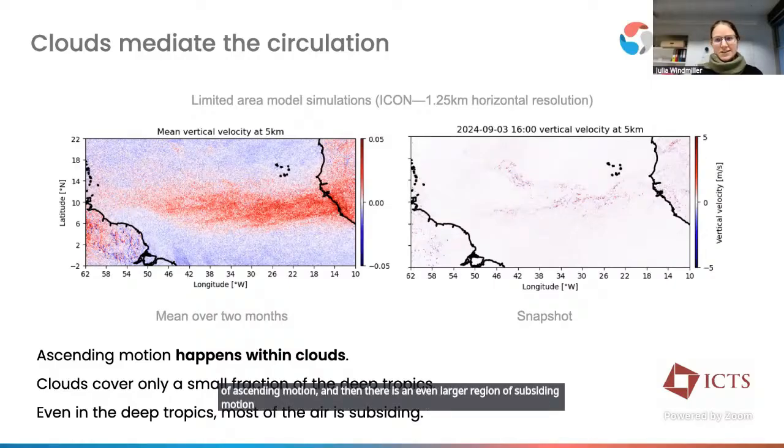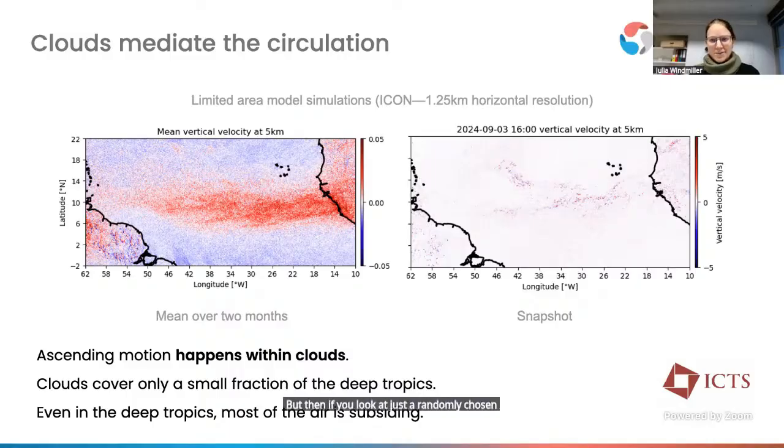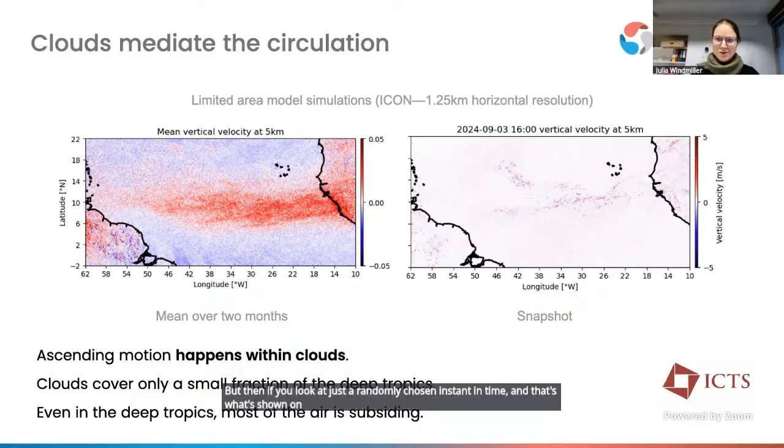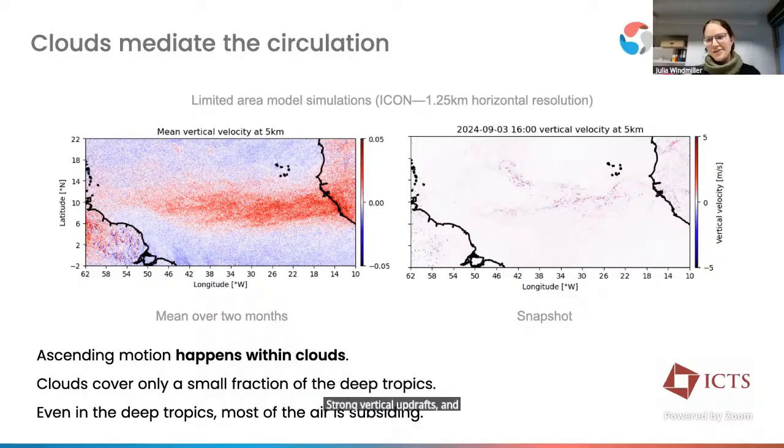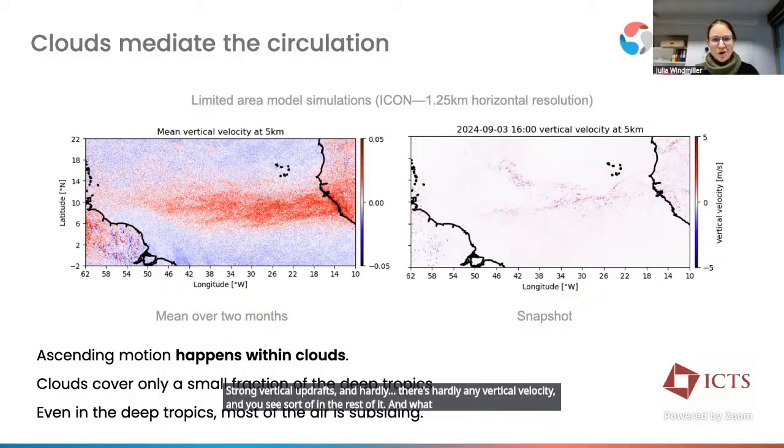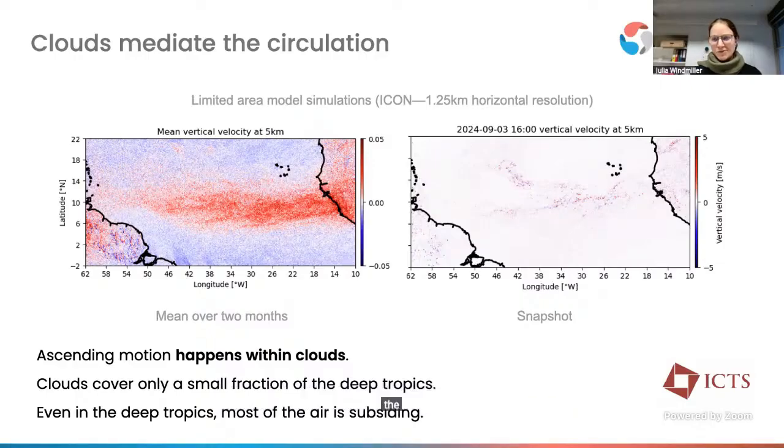But then if you look at a randomly chosen instant in time, which is shown on the right-hand side, you'll see that this breaks up into really tiny, strong vertical updrafts, and there's hardly any vertical velocity in the rest of it. What is also really important to note is that there is a 2 orders of magnitude difference in the color bar. On the left-hand side, the color bar goes up to 5 centimeters per second. On the right-hand side, it goes up to 5 meters per second.